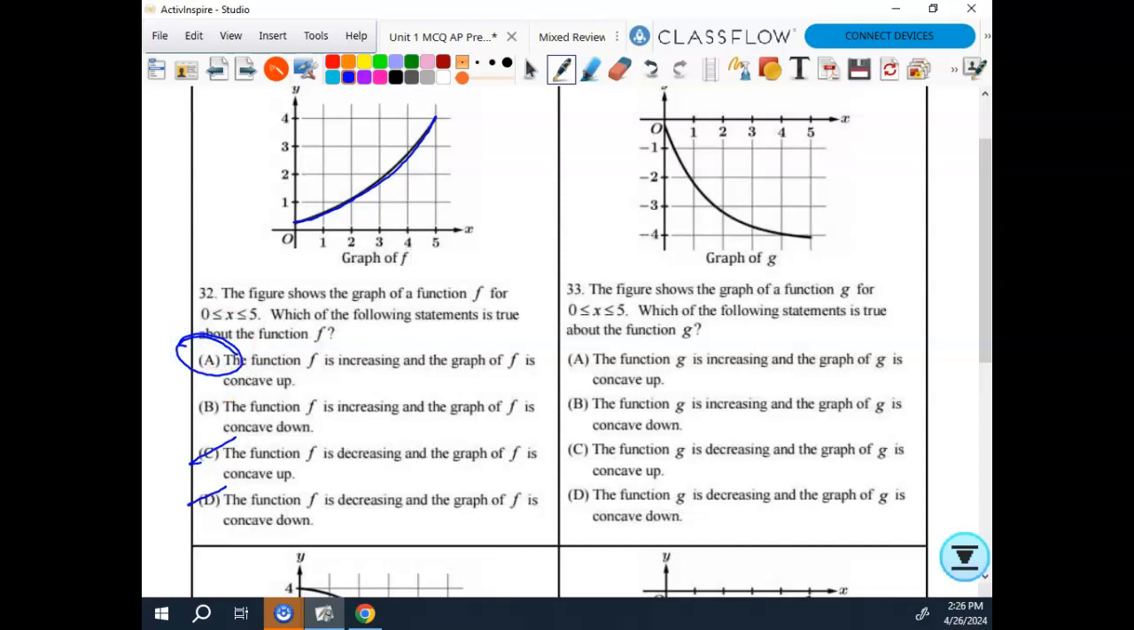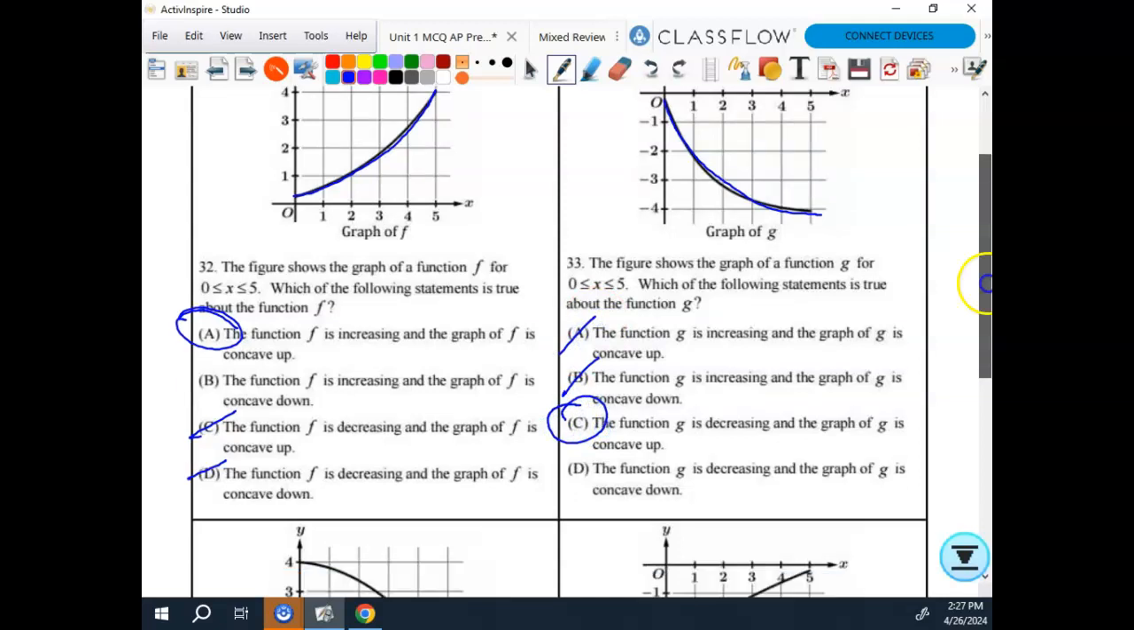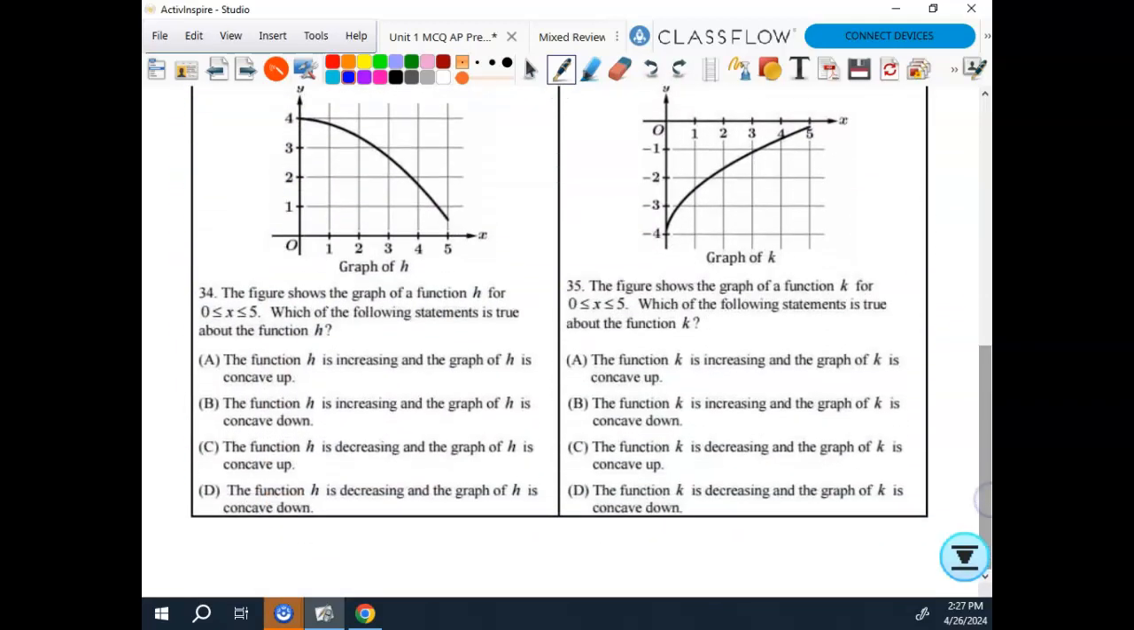33, the function is what? Decreasing. Oh, I'm sorry. Give me your colors. 33. Okay. It's decreasing, so it can't be A or B, and it is concave what? Up, so it is C. Good job. All right. So show me your answers before I forget. On 34.